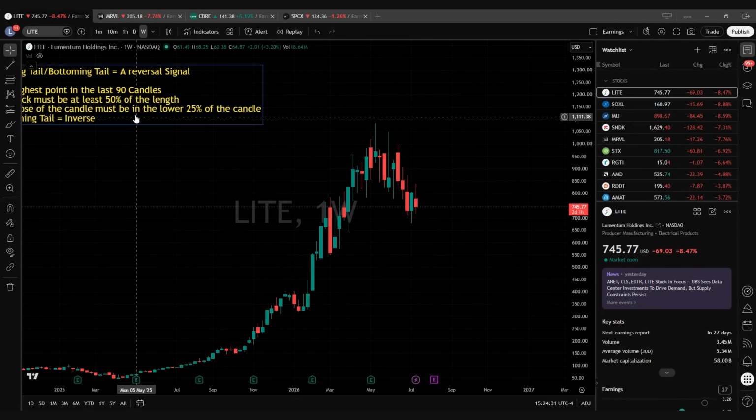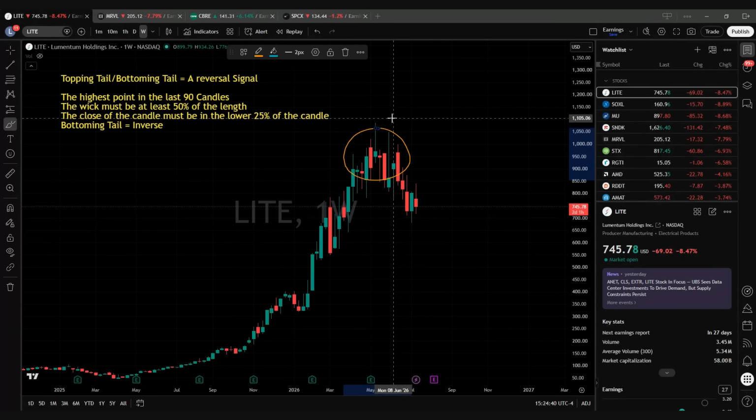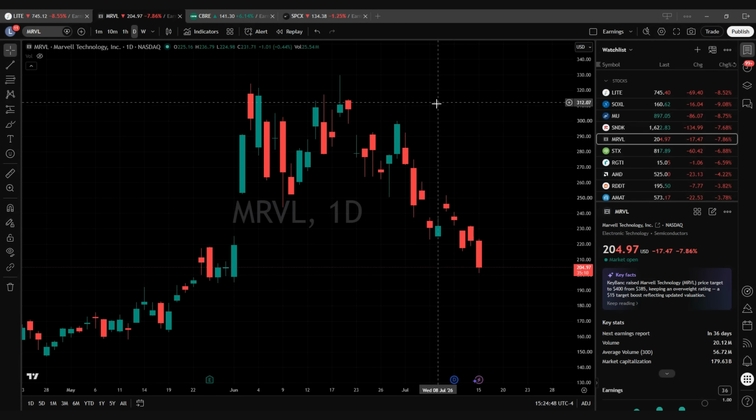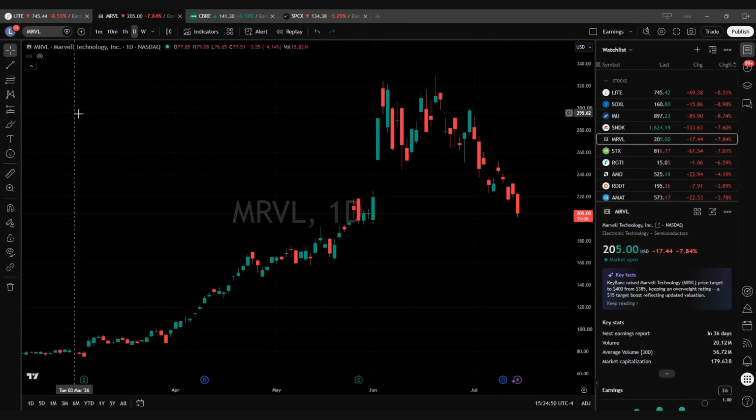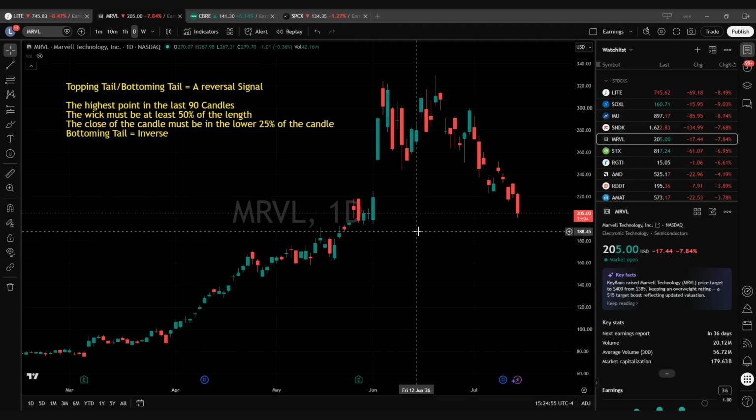So what does that mean? Well, it is a reversal signal. It says that, hey, the top is likely to be in right here. And in this case, we're talking about LITE on the weekly. Let me go ahead and show you an additional chart, and you guys tell me if you can find the topping tail. All right. I'm going to write this on the screen.